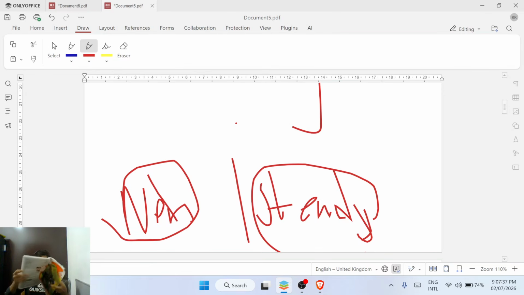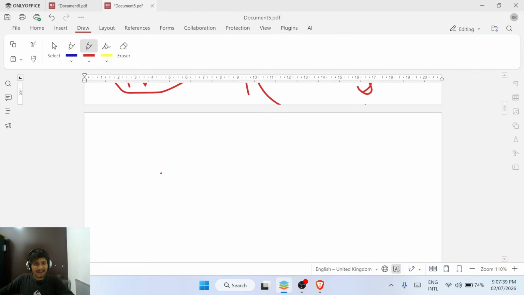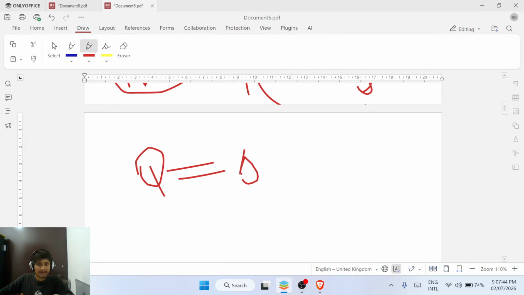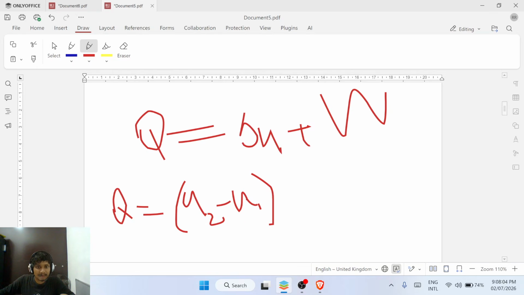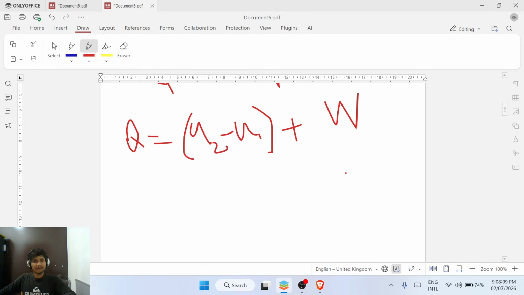Let's move on. According to the non-flow energy equation, Q is equal to delta U plus W. We have already discussed this. Here delta U means Q is equal to U2 minus U1 plus W. For the steady flow equation, we have to add something.